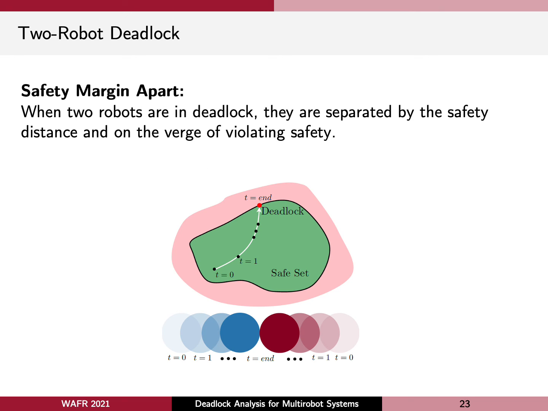The second interesting property that we already saw before is that in deadlock, the robots will be grazing each other. That makes intuitive sense because if there was some wiggle room between robots, then these robots could still slowly move towards each other, but that would end up contradicting the definition of deadlock. So it is natural that once in deadlock, there shouldn't be any wiggle room between robots, meaning that the robots are exactly separated by the safety margin. And so they're at the verge of violating safety.